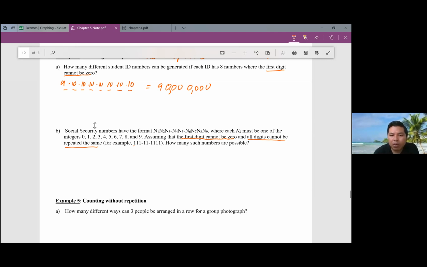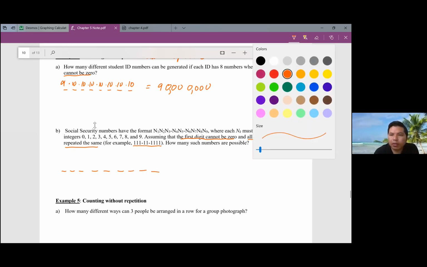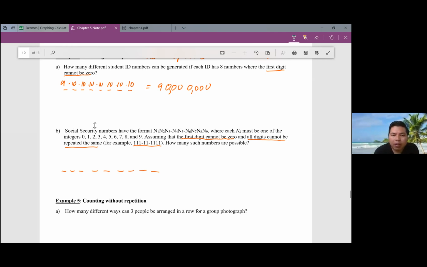For example, this option will be very bad because you wouldn't want to have a social security number generated like that, because it's easy for anyone to steal it, right? So how many such numbers are possible? Okay, so we got 1, 2, 3, and then 2, 2, and then 1, 2, 3, and 4. Same concept. The first digit cannot be 0, so I know for sure it will be a 9 here.